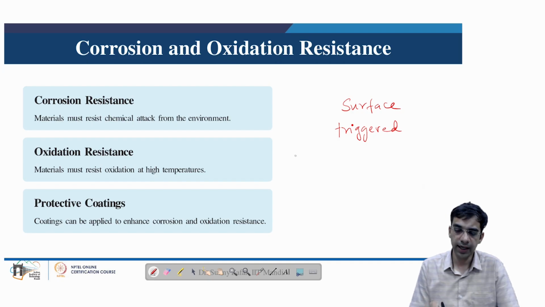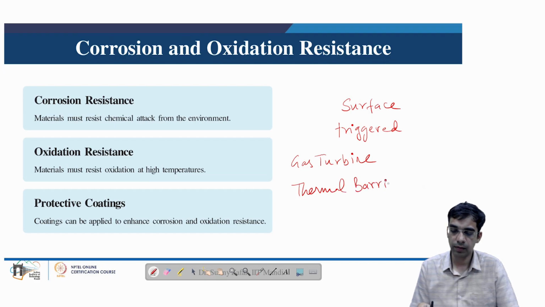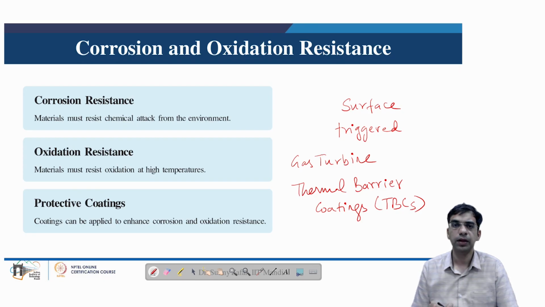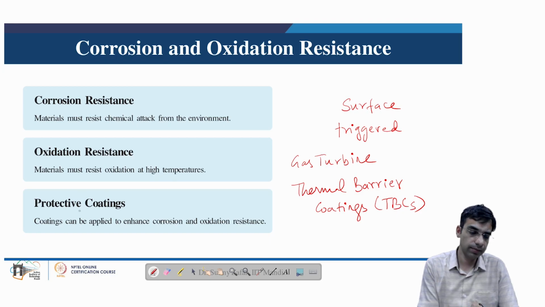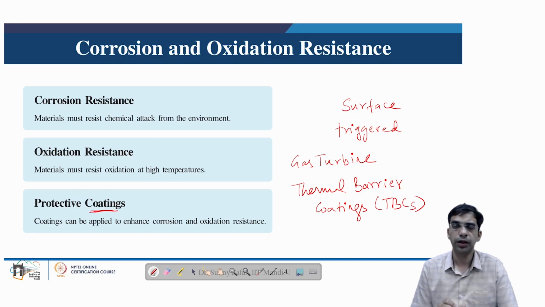So in gas turbines, many a times we utilize the application of thermal barrier coatings, or simply TBCs, because such coatings inhibit the heat flow into the blade, thereby enhancing the service life of such blades. So coatings are another important criterion in manufacturing of turbines to provide them corrosion or high temperature oxidation resistance.